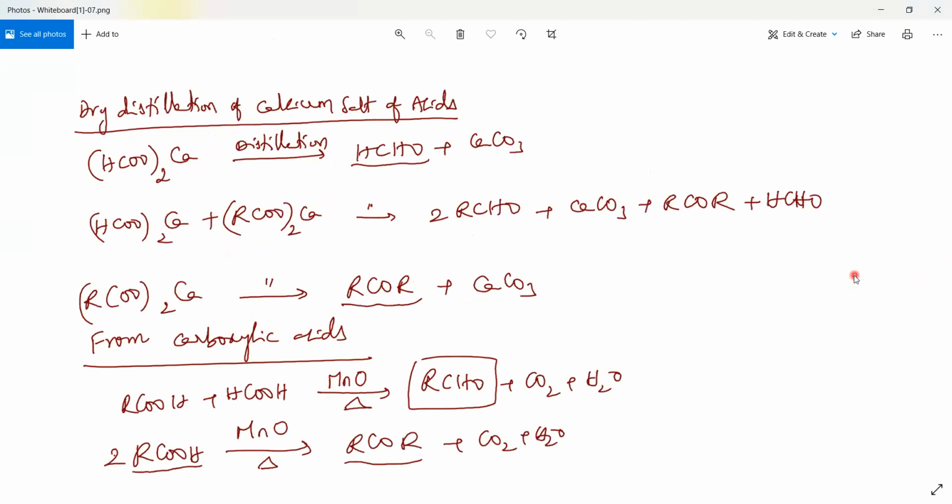Next, dry distillation of calcium salts of acids. Calcium formate on distillation gives HCHO, or a mixture of calcium formate and calcium carboxylate gives you RCHO. Similarly, for carboxylic acid, this is also reduction. COOH will be reduced to CHO. Then with manganese, MnO2, you will get ketone.